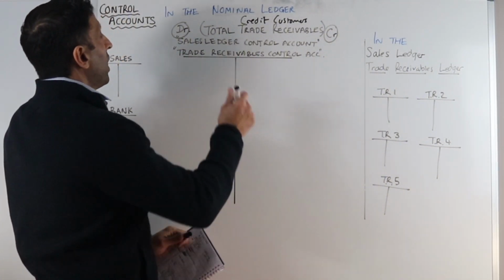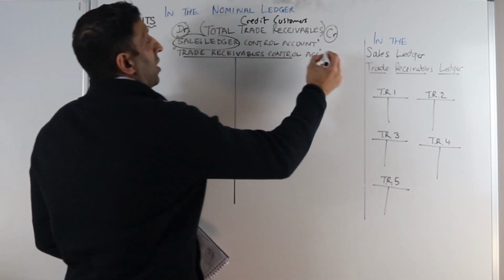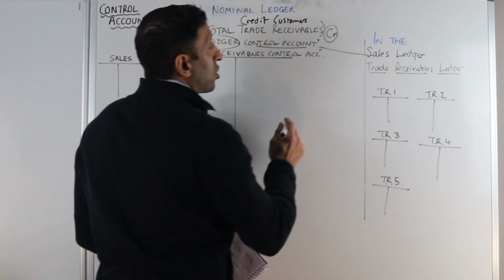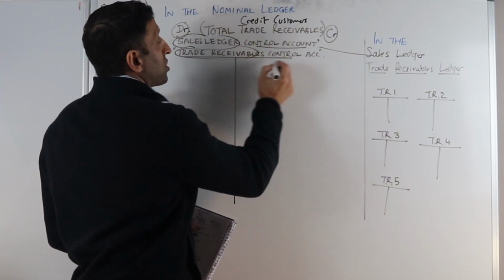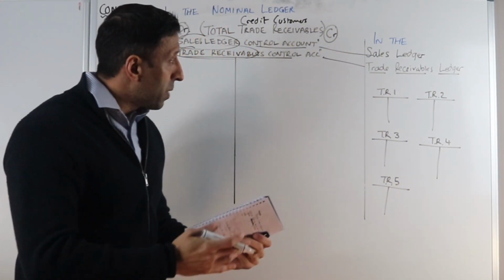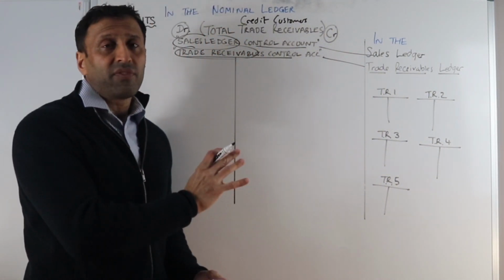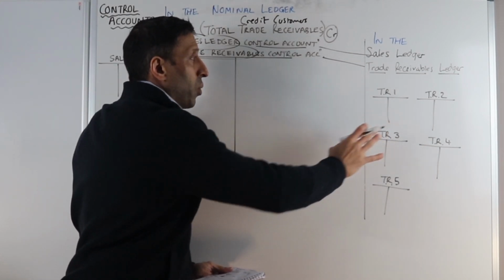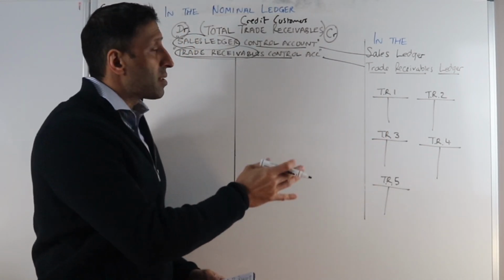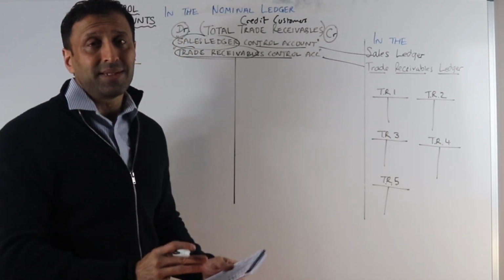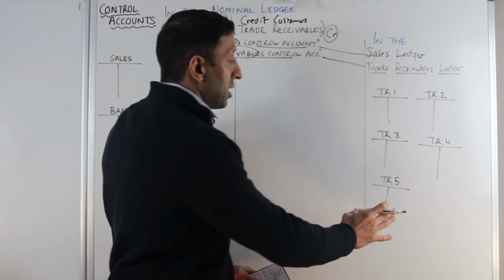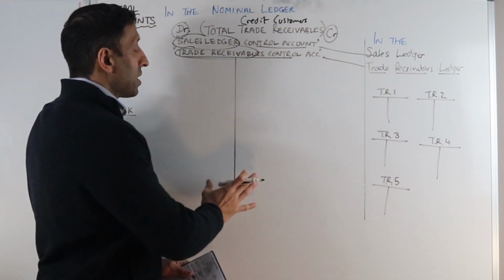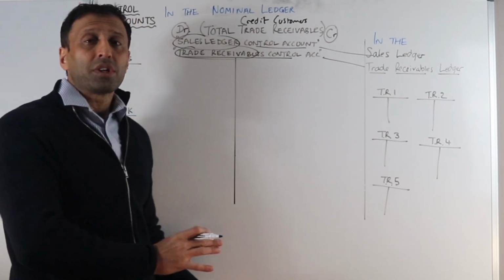And you can see the wording, the sales ledger control account is to control or check up on the sales ledger, or the trade receivables control account, to make sure that we can verify the figures from the control account with the actual sales ledger or trade receivables ledger balances as well. So in other words, what the individual credit customers owe us on the individual accounts should add up to the same amount that we're owed on the total account.